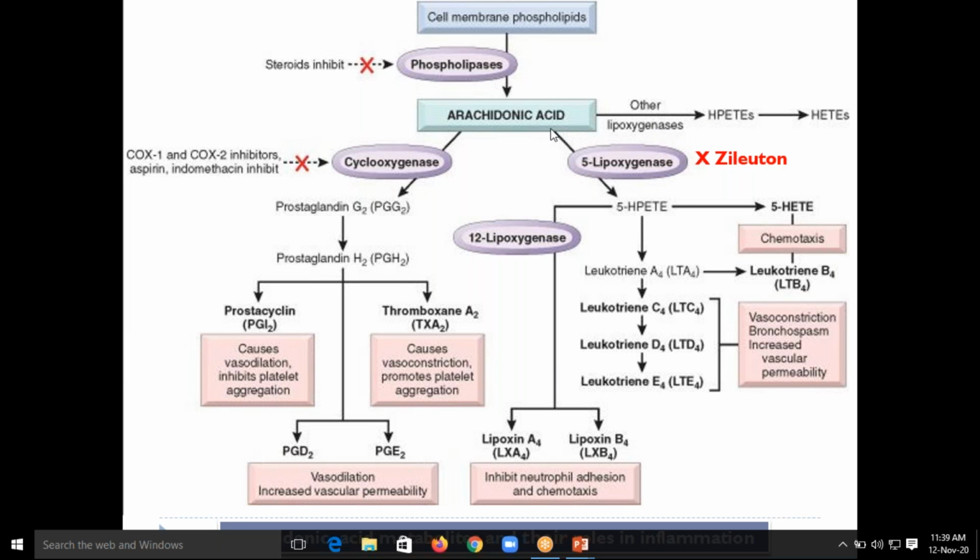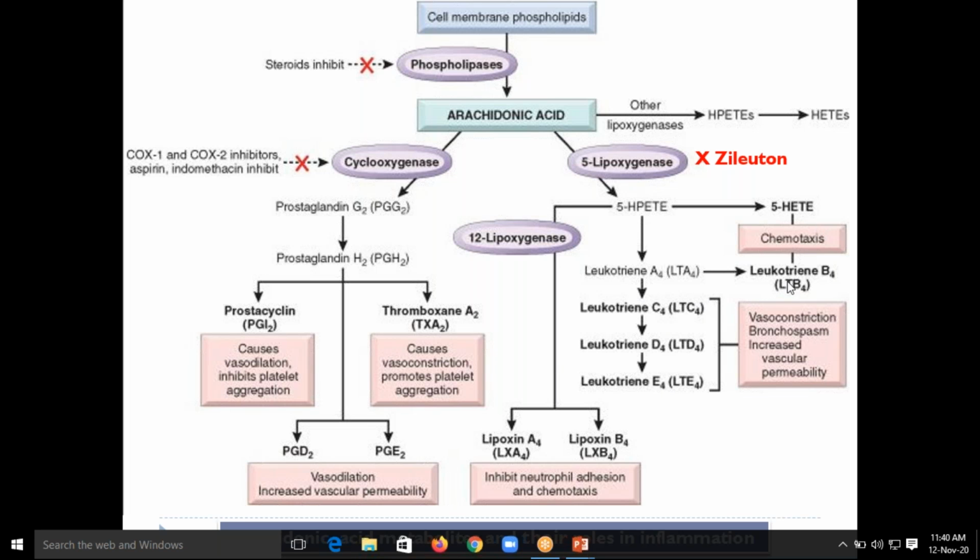With the help of lipoxygenases, we may get hydroperoxyeicosatetraenoic acid or hydroxyeicosatetraenoic acid. Suppose the enzyme 5-lipoxygenase acts on this arachidonic acid, we get 5-HPETE and 5-HETE. From HPETE we get leukotriene A4, leukotriene C4, leukotriene D4, and leukotriene E4, whereas from 5-HETE we get leukotriene B4. From HETE we get B4, whereas from HPETE we get A4, C4, D4, E4.